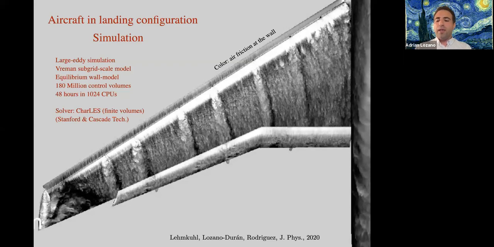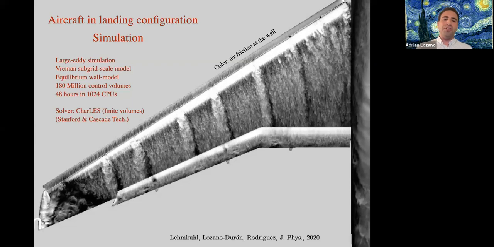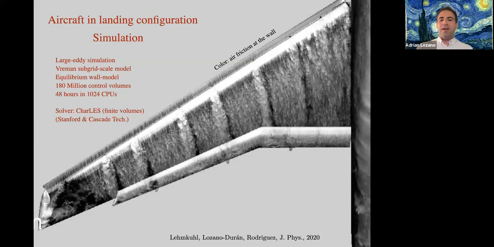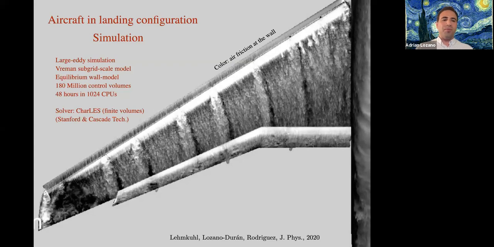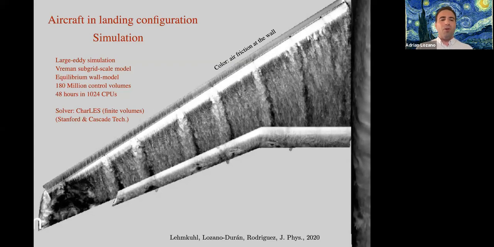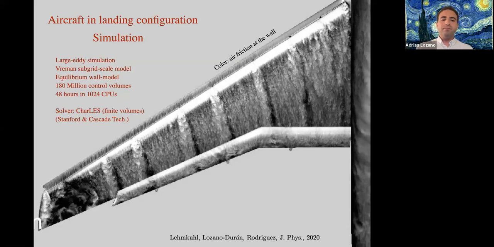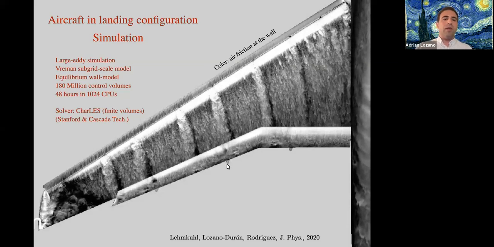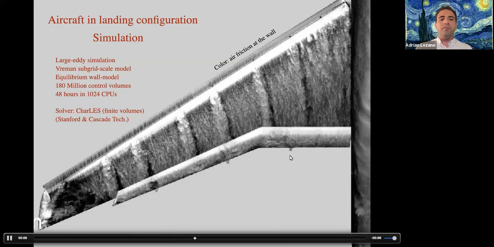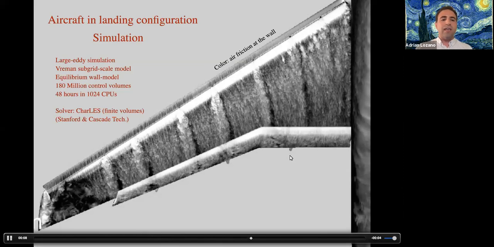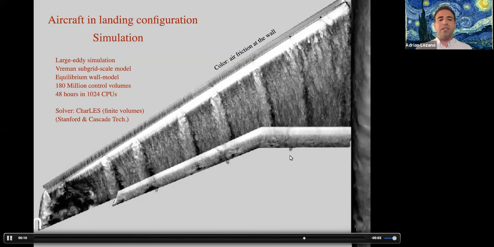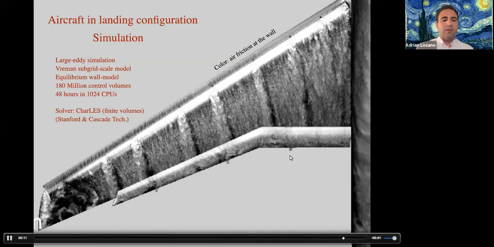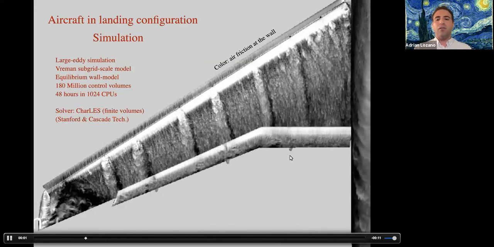I want to mention that it's not something that is trivial to do, so this already requires some work to generate the grid, to use the proper models, including the wall models, and make sure that everything worked fine. But for you to have an idea, I'm using of the order of 180 million control volumes here, and this takes about 2 days using 1,000 CPUs and a solver that is developed jointly by Stanford and Cascade Technologies.